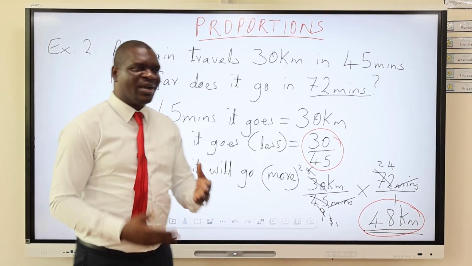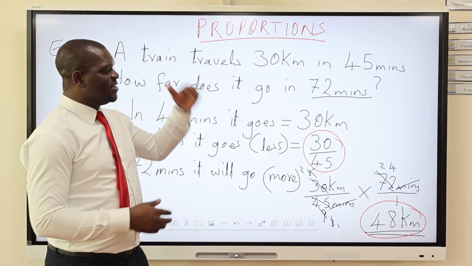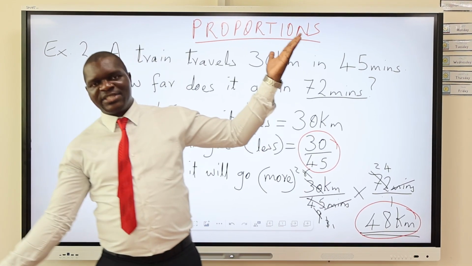Next time, we are going to look at the inverse proportion. That is, when one quantity is rising, the other is going down.